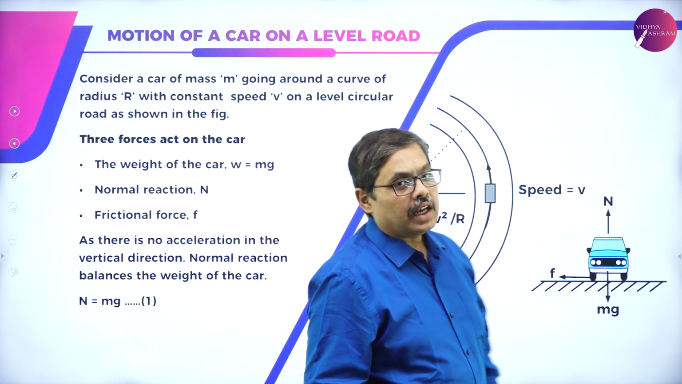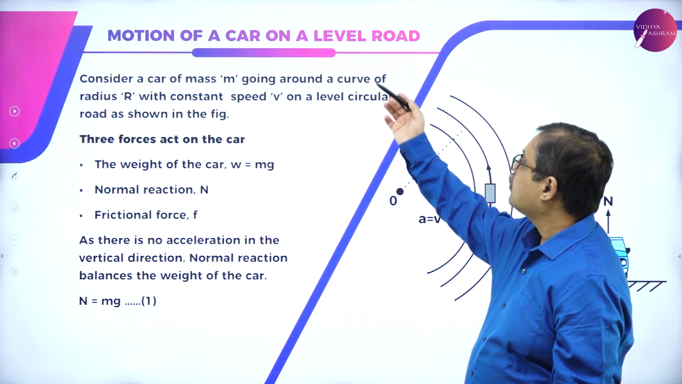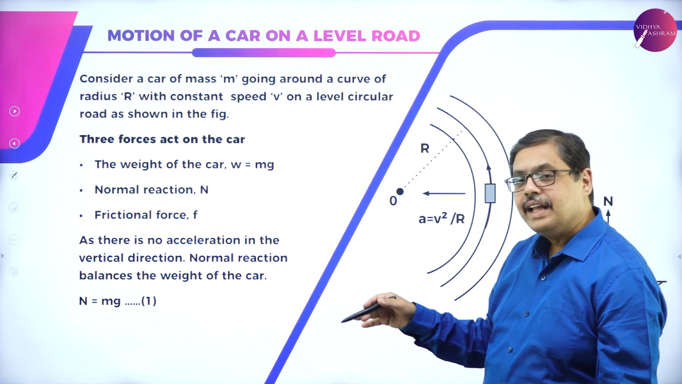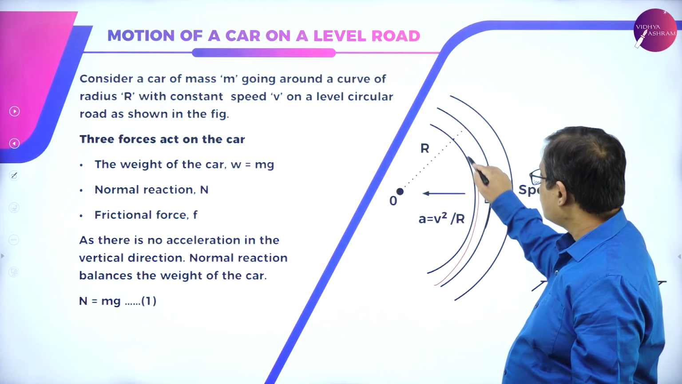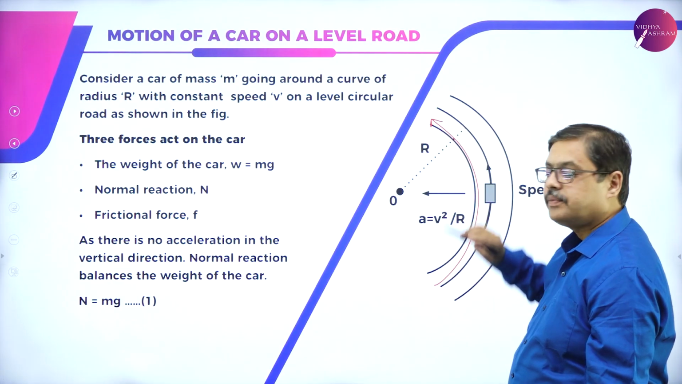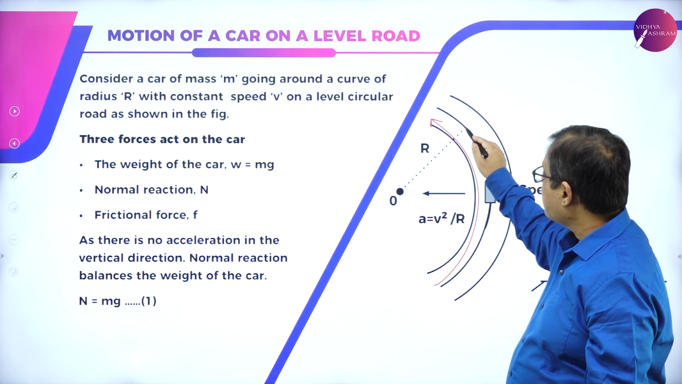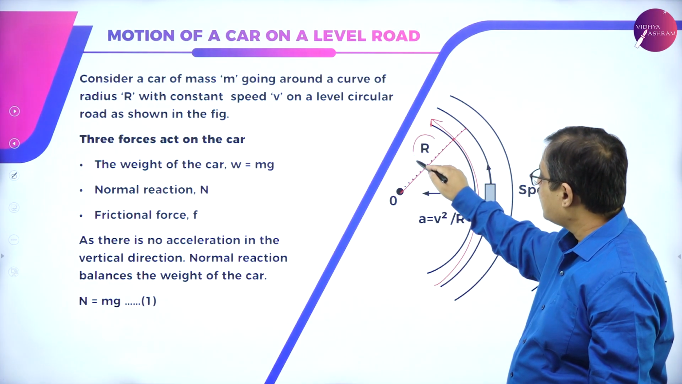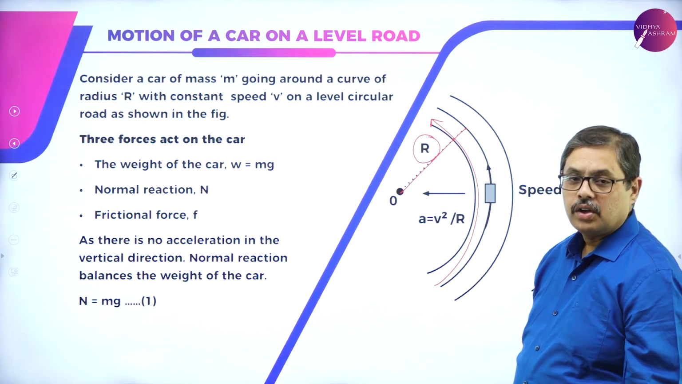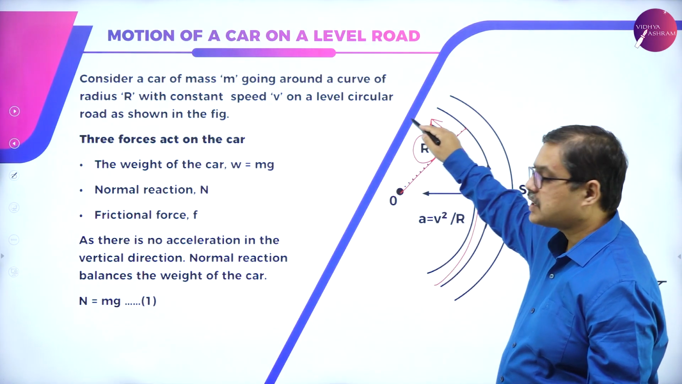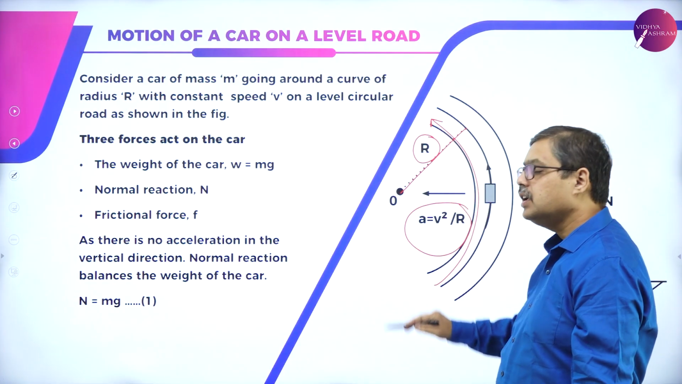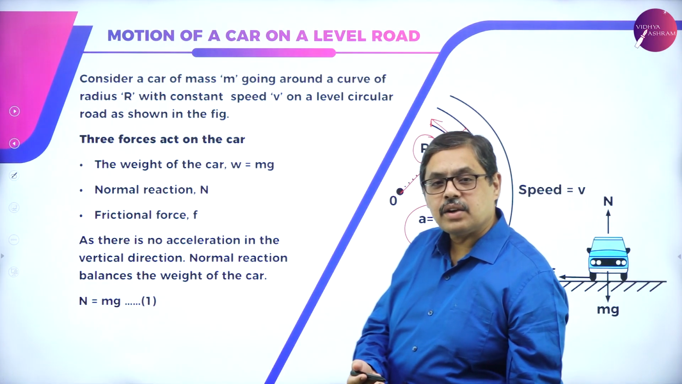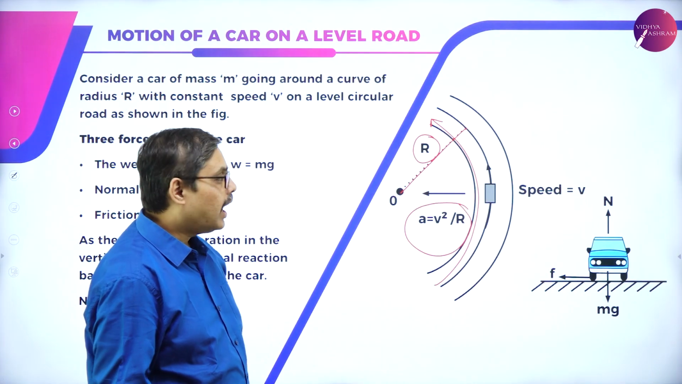Now, let us check how the motion of a car on a level road in a circular path behaves. Please note here, this is a circular path. What is the radius of the circular path? The radius of the circular path is R. Once a body is moving in a circular path, its acceleration is given by centripetal acceleration, which is a equal to v squared by r.